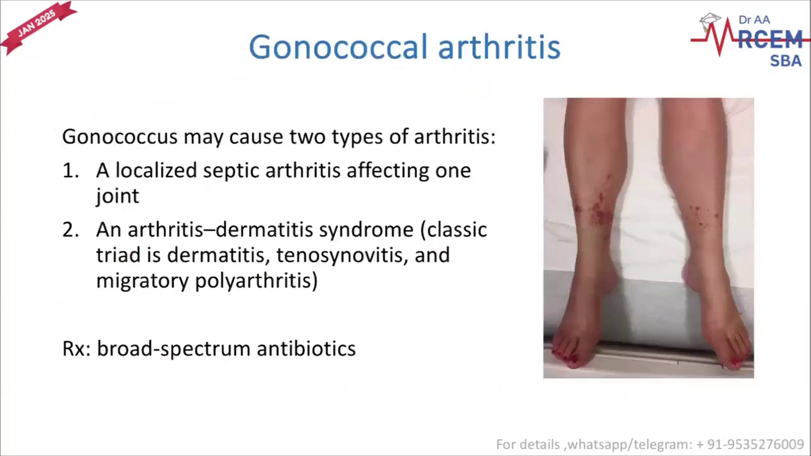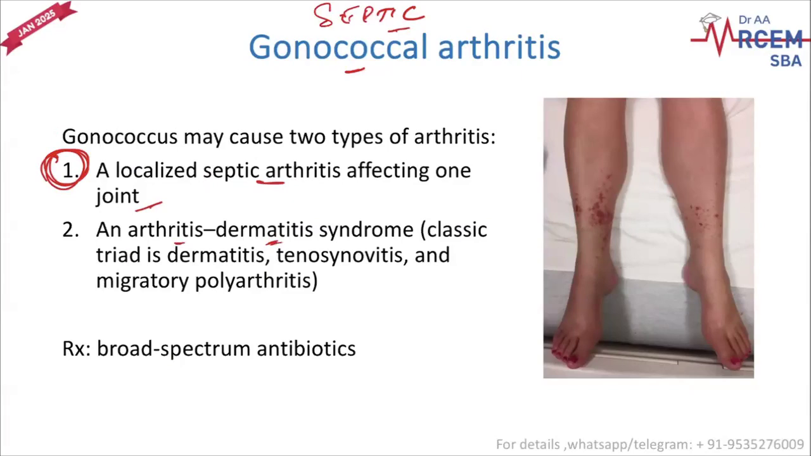Gonococcal arthritis. Gonococcal arthritis basically means septic arthritis. It is a form of septic arthritis. If it is caused by gonococcal infection, we call it a gonococcal arthritis. So gonococcal arthritis is nothing but septic arthritis. That's one kind of presentation. There is another kind of presentation also which can be caused by the gonococcal infection. This is known as arthritis dermatitis syndrome.